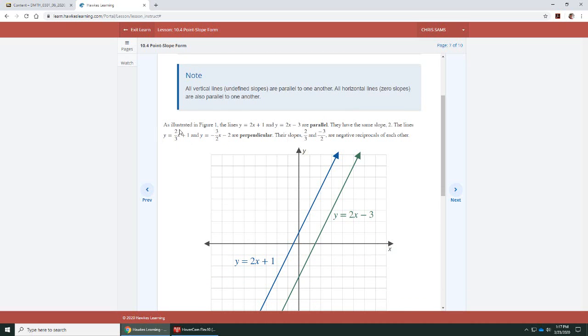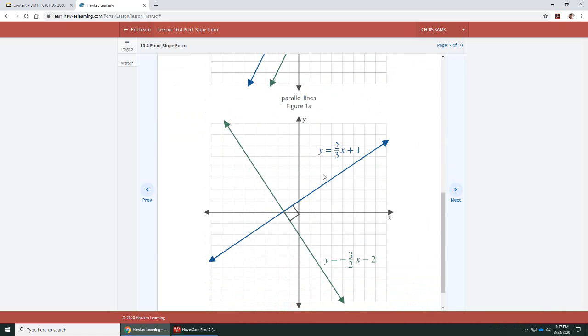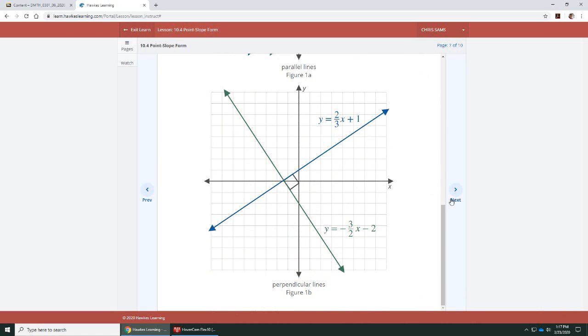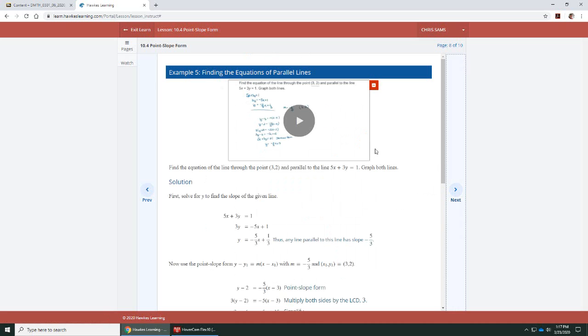Here's another example with perpendicular. Here's 2 over 3. They flip it, 3 over 2, and change it to the opposite sign, to negative. So if it was already negative, you would change it to positive. So the negative would change. Okay, so I usually say opposite. We'll do some of those in practice.